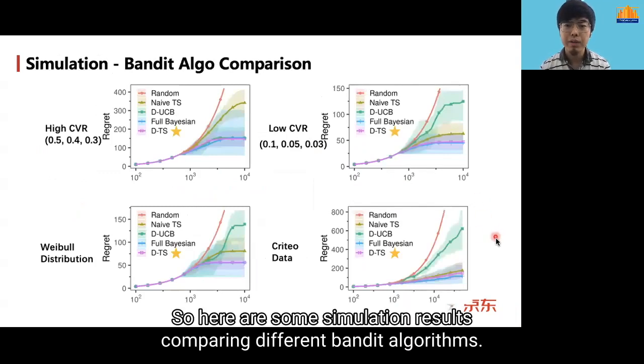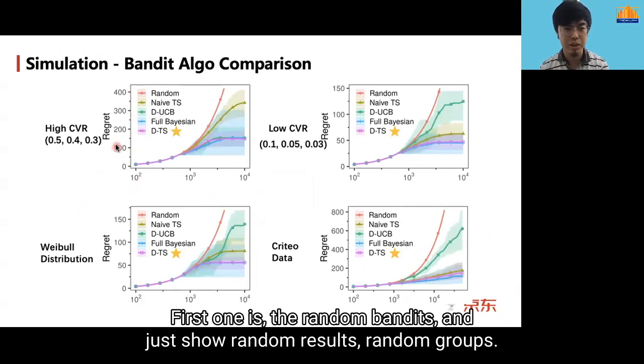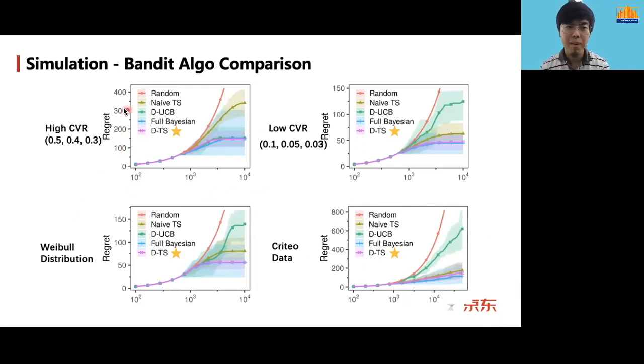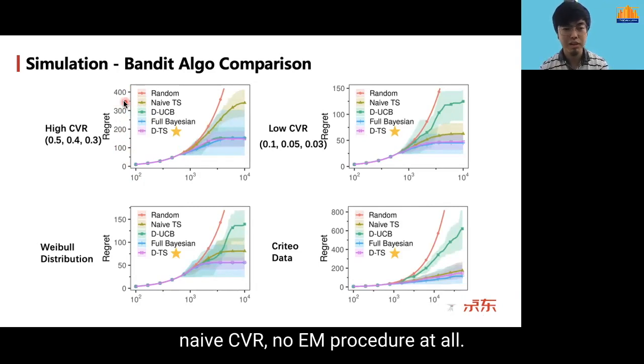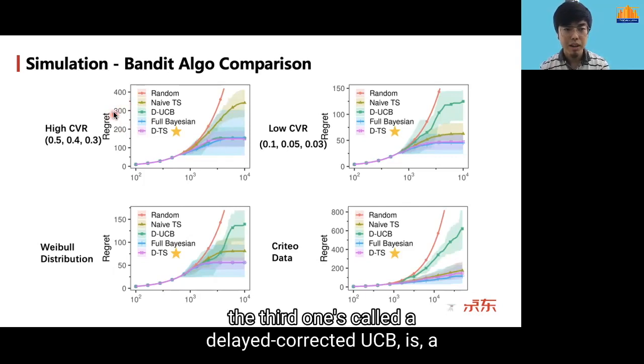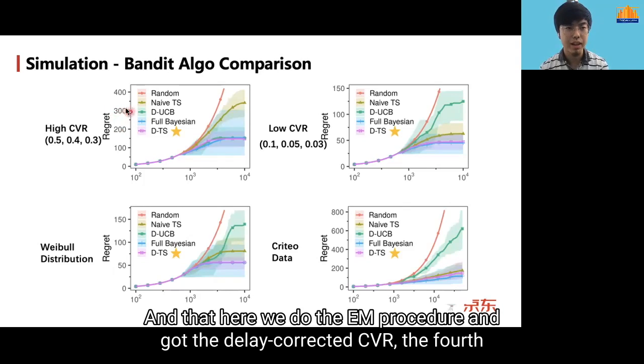Okay, so here are a few simulation results comparing different bandit algorithms. Here we have 5 candidates. The first one is the random bandit. It just shows random results, random groups. The second one is the naive Thompson sampler. Here we just use the naive CVR. There's no EM procedure at all. The third one is called delay track UCB. It's a method proposed in some literature. Here we do the EM procedure and get the delay-tracked CVR.